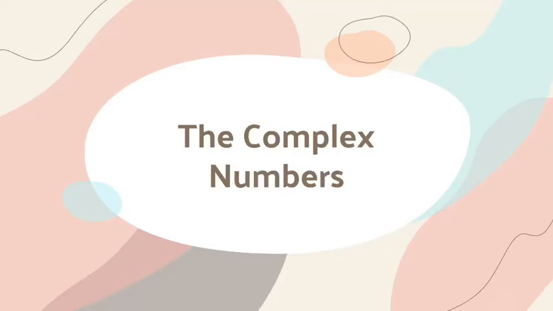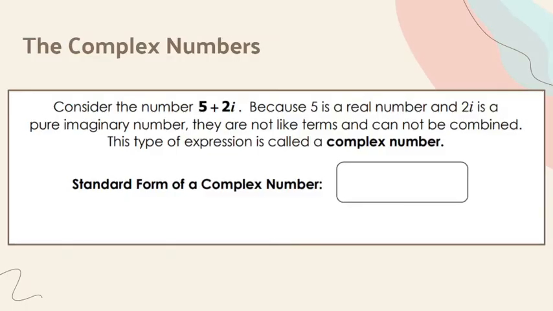Hello, today's video is going to be about complex numbers. Consider the number 5 plus 2i. Because 5 is a real number and 2i is a pure imaginary number, they are not like terms and cannot be combined. This type of expression is called a complex number.